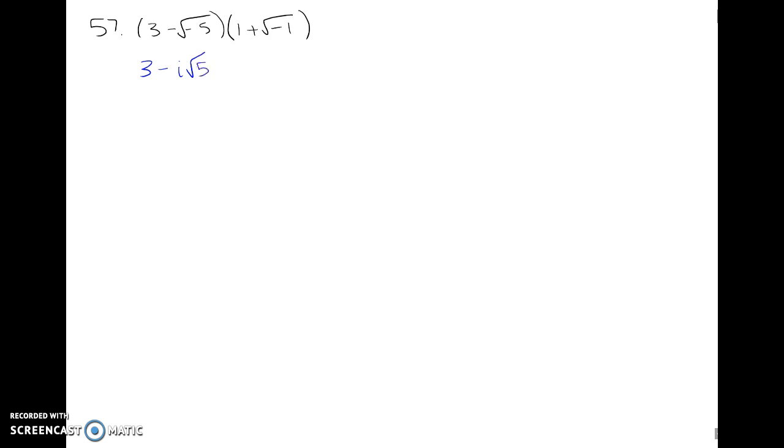Okay, so I took the imaginary, so the square root of negative 1 times the square root of 5 equals i times the square root of 5. So I took the imaginary part out of my square root. And then I have 1 plus, now the square root of negative 1 right here, that is i. So I have 1 plus i.